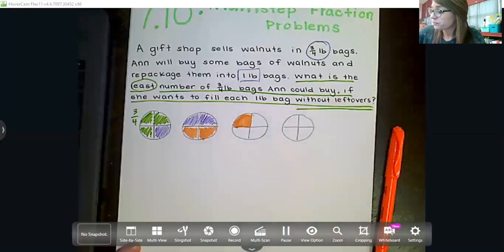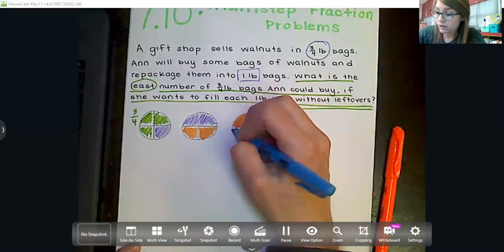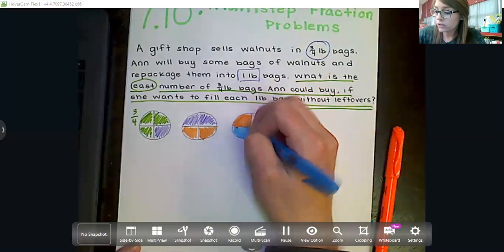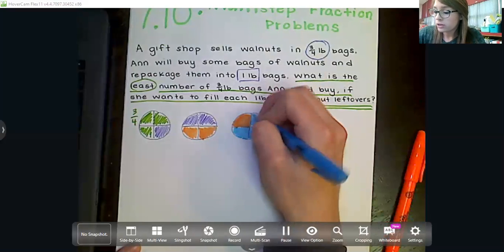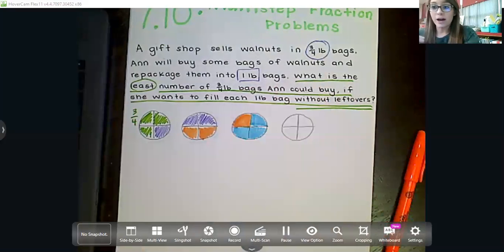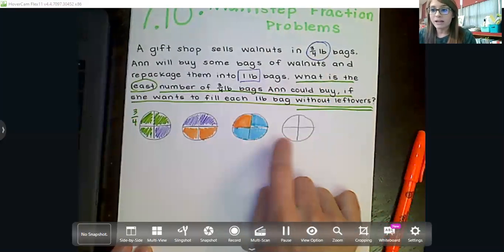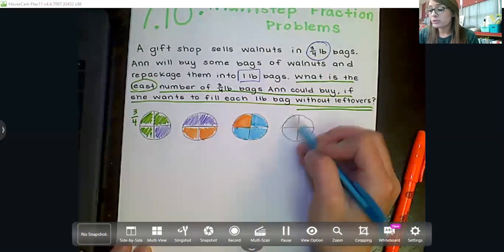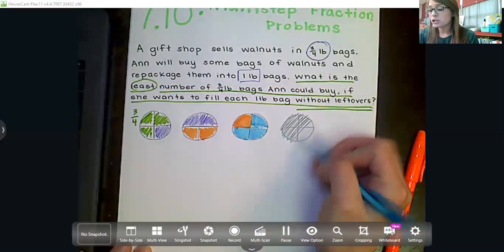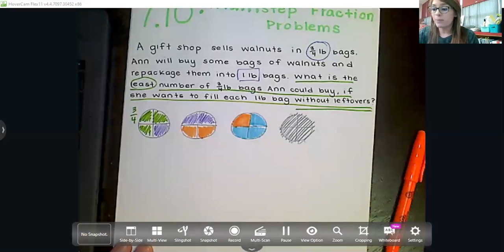All righty. I'm going to shade in 3/4 because remember, each walnut bag has 3/4 a pound in it. 1/4, 2/4, and 3/4. Okay. Now let's look at this. I drew another circle just in case, but do we have any left over? No, we don't. So I don't even need this extra. So let's count our colors and see how many bags she had to buy.